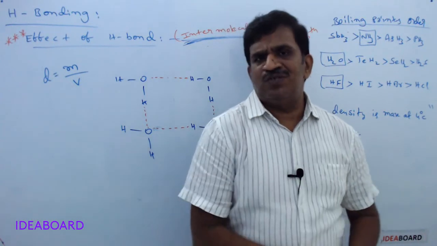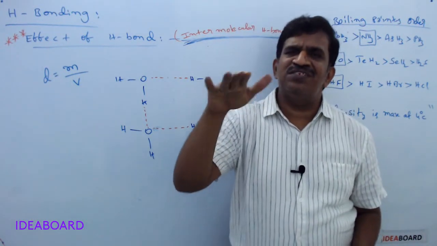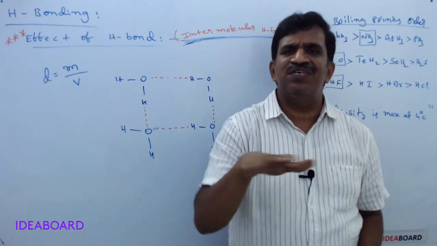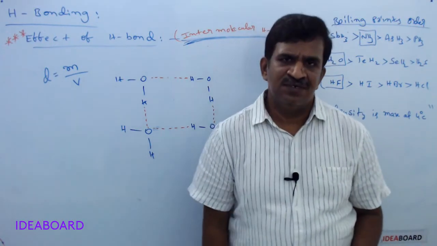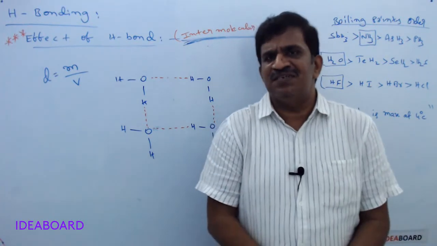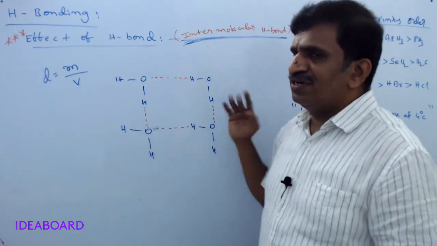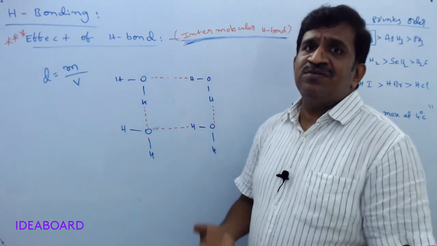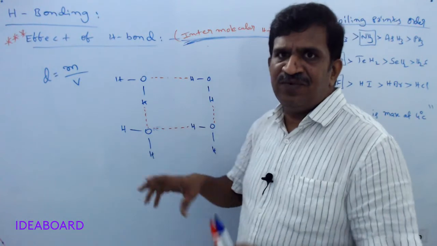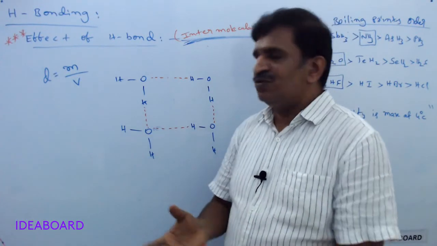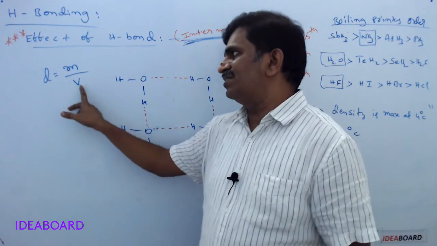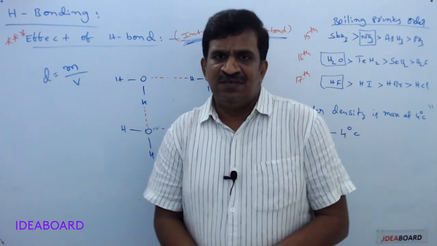There is one question also. Ice floats on the surface of water. Why? Because ice has less density. Why does ice have less density? Because of hydrogen bonding. What happens due to hydrogen bonding? There is some space, some gap, emptiness. Due to some space or emptiness or gap, volume increases, density decreases.